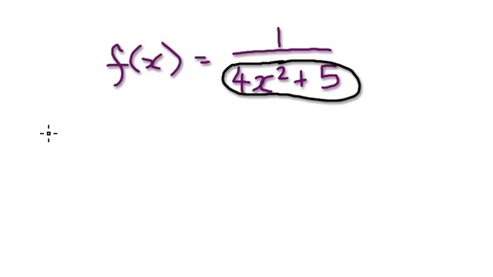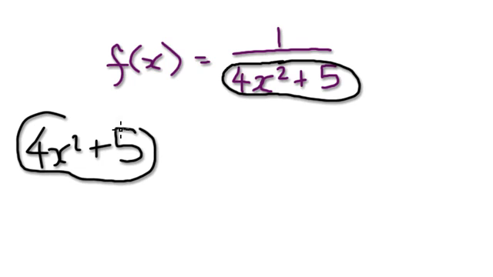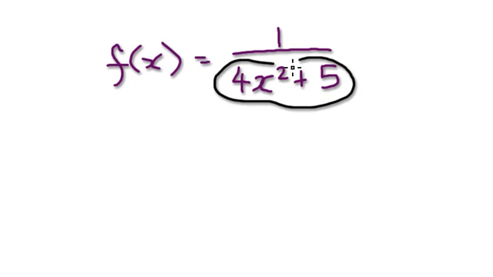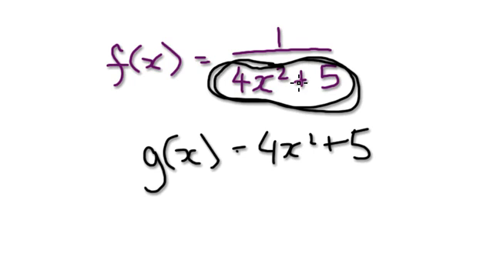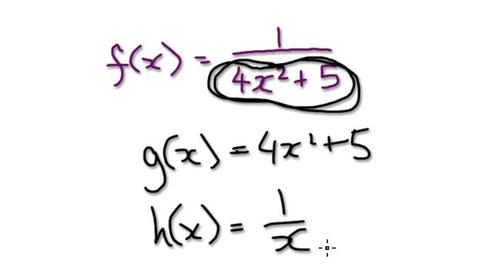So, for example, to create this function here, you could say this whole thing here is a function, because 4x squared plus 5 is itself a function. There are many ways of doing it. So you could say, let's say g of x equals 4x squared plus 5. So that's us creating this bubble here. And then you could say, let's say h of x equals 1 over x.